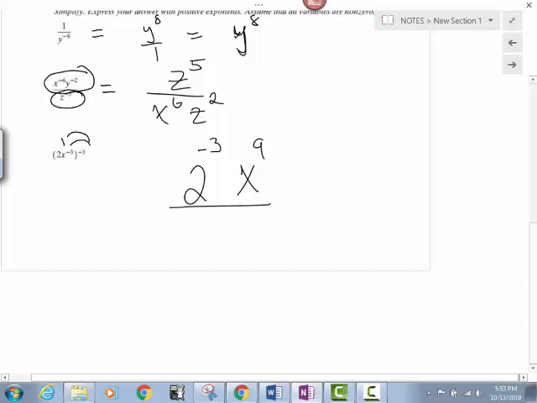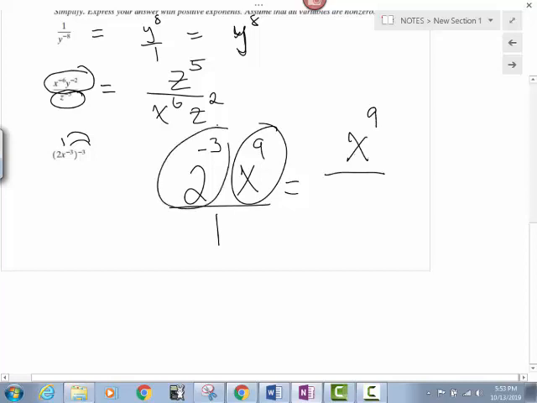Okay, so again, I'm going to think of this as a fraction by being over 1. And I'm going to move only those things that have negative exponents. Well, notice this one does not have a negative exponent anymore, so it's going to stay where it is. This guy is going to move down to the bottom. That becomes a 2 to the 3rd.